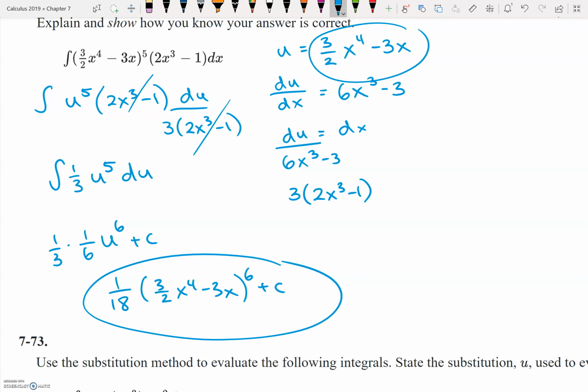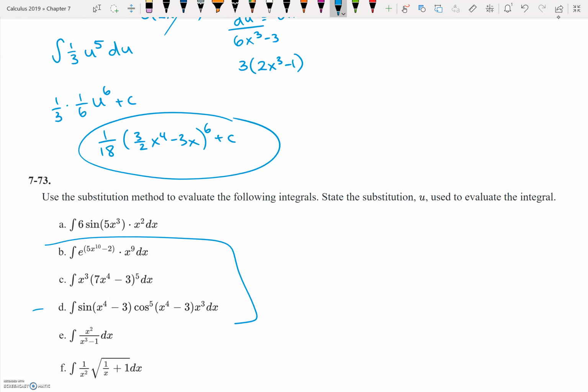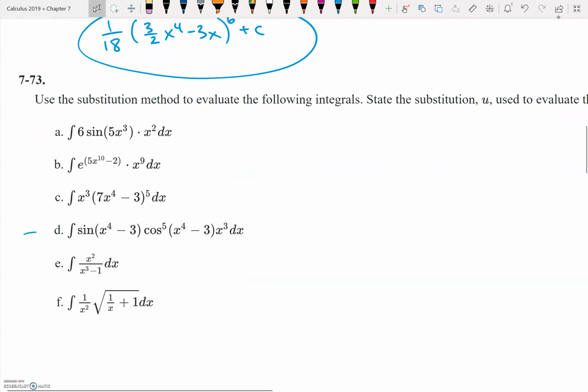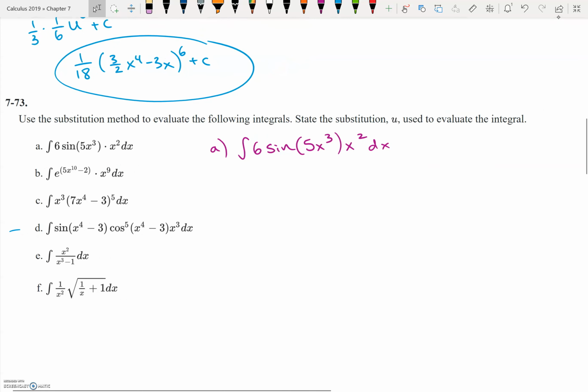Okay, we're going to do one more example of this, and then I'm going to ask you to do these 3 on your own. So let's do A. So we have our function 5x cubed. If we take the derivative of that, it turns into x squared, so we'll go ahead and say that is our u sub.